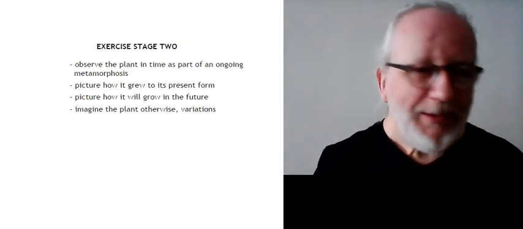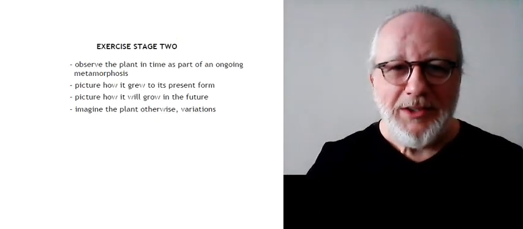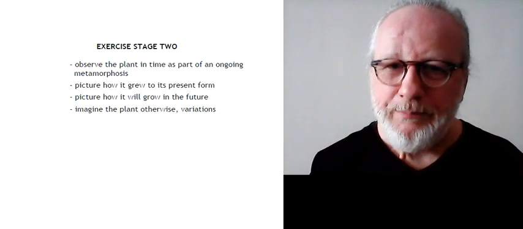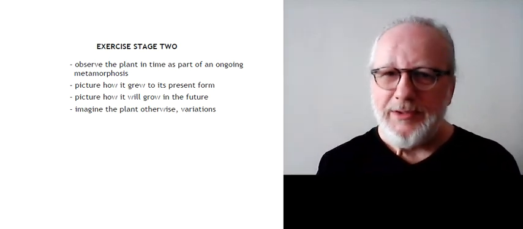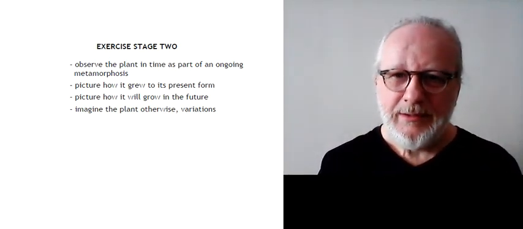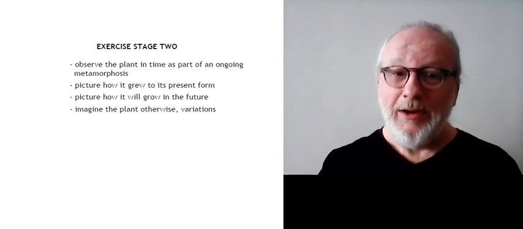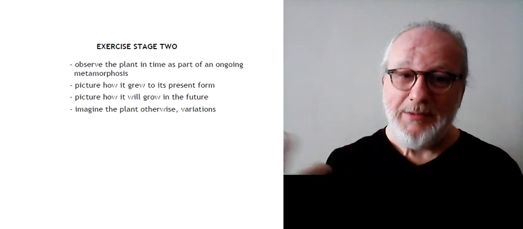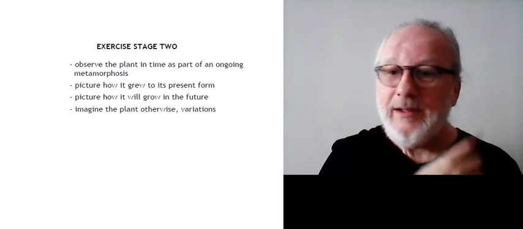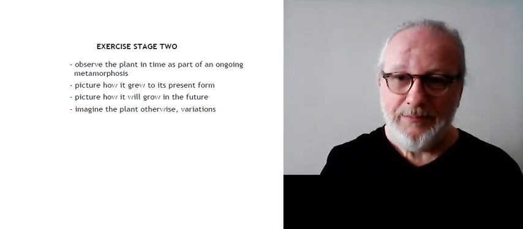Let me just recap that for you. Exercise stage 2 is: observe the plant in time as part of an ongoing metamorphosis. Picture how it grew to its present form. Picture how it will grow into the future, and perhaps afterwards you might even imagine the plant otherwise, variations.